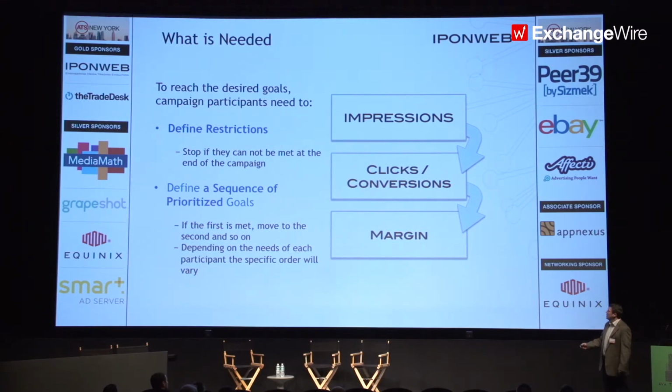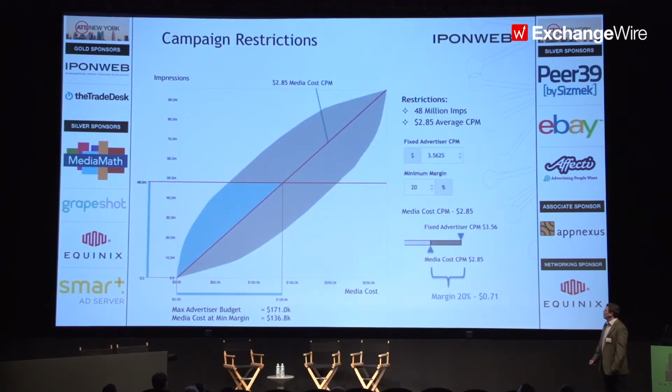Now, how does it look with reachability zone? So I said, look, two restrictions, less than 48 million impressions, and cheaper than 2.85 CPM on average. That means that out of this big cigar shape, which was all what was possible in Berlin, I'm now only allowing myself to consider this piece because I want to have less than 48 million and I want to have cheaper than this 2.85 media CPM.